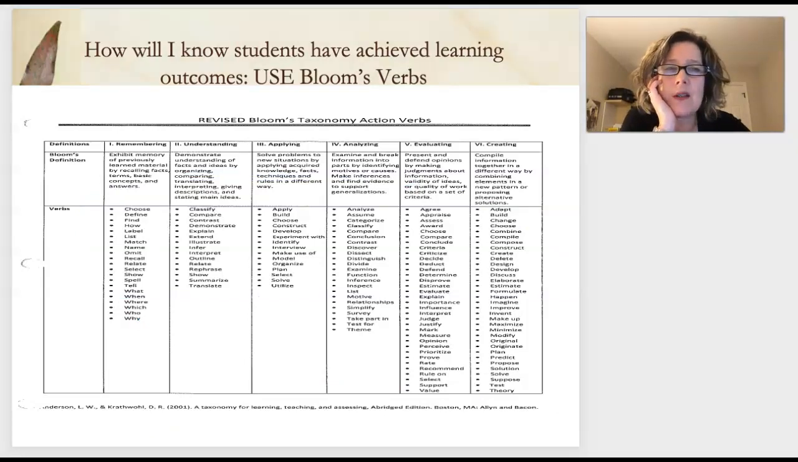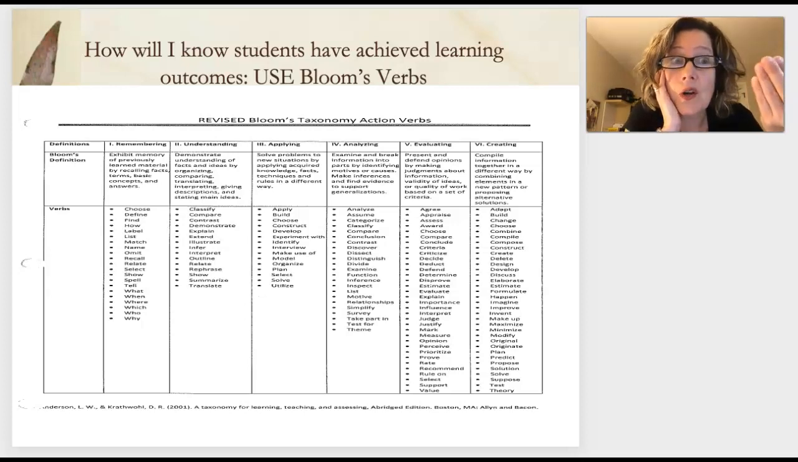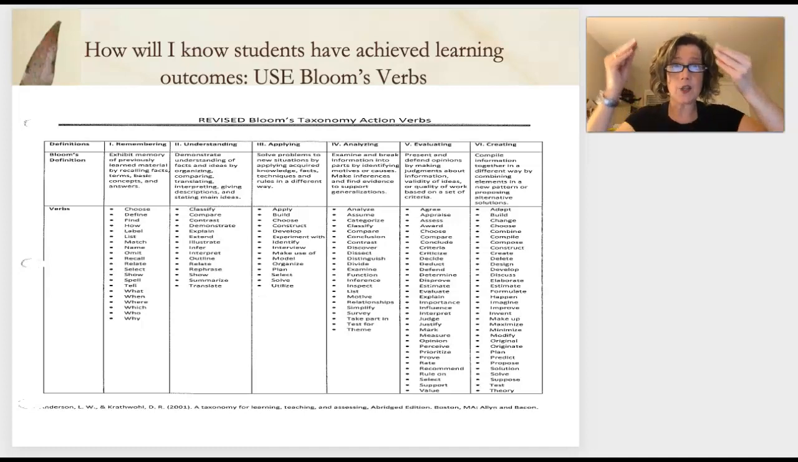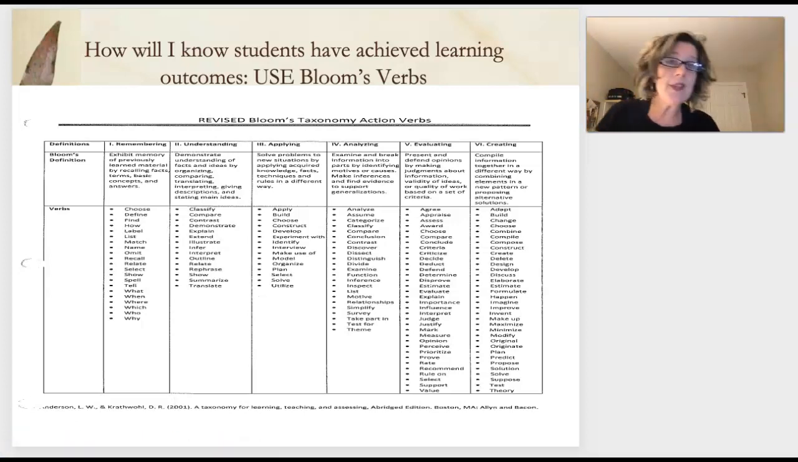So if you say the child will understand the concept of figurative language, what does it look like? How do I actually know if the child understands? But if I say the child will identify a noun and a verb in 6 sentences, now you can start to actually visualize a child actually doing that. Okay, so this is the section that you will ultimately use to assess.